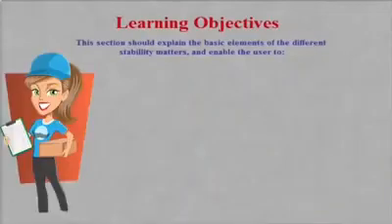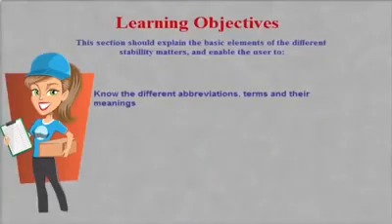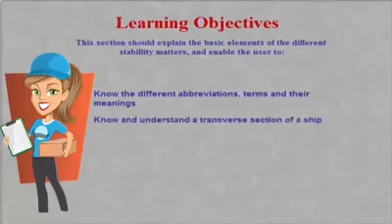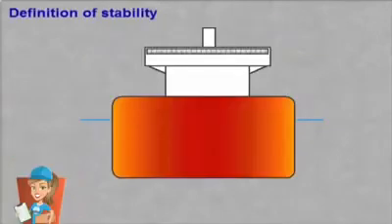This section should explain the basic elements of the different stability matters and enable the user to know the different abbreviations, terms, and their meanings. Know and understand a transverse section of a ship. Know and understand a longitudinal section of a ship.